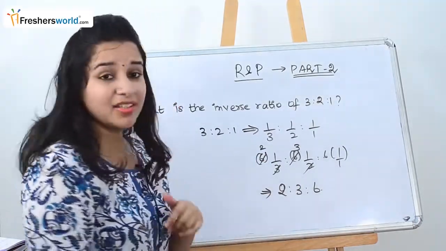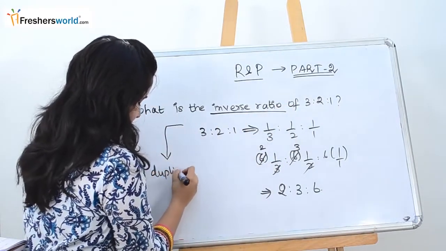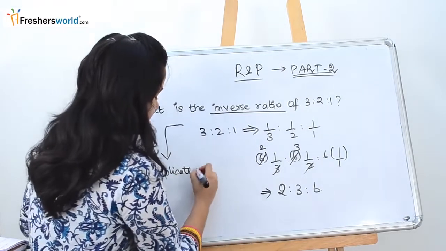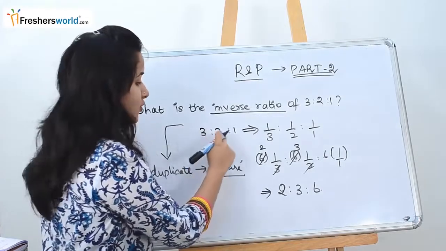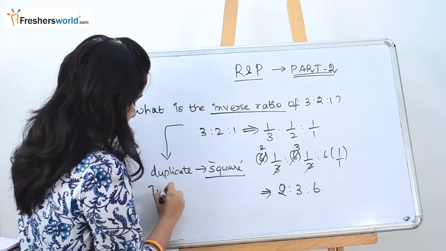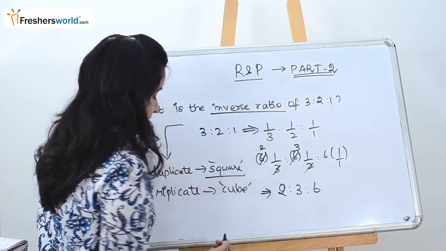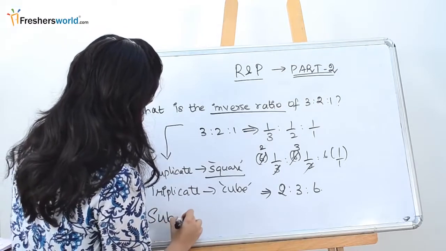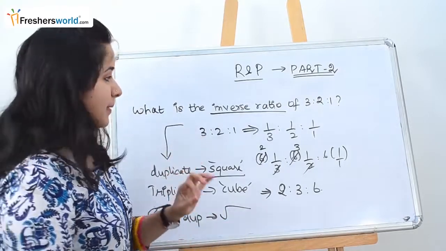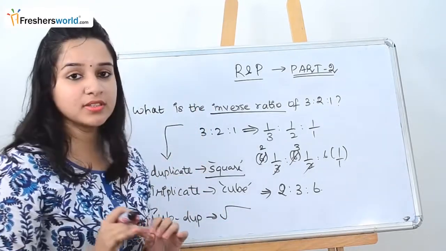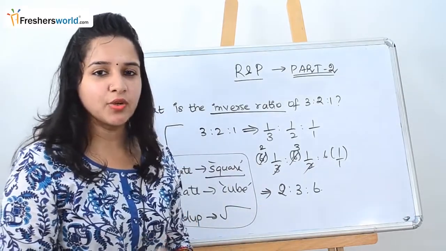What are the other questions that they can ask instead of inverse ratio? They can ask duplicate ratio. What is duplicate ratio? It is nothing but the square of it, so the square of 3 is to 2 is to 1. Similarly, they can ask triplicate. Triplicate is nothing but the cube of the same ratio. They can also ask subduplicate. Subduplicate is nothing but the square root. So you have to remember what is inverse, what is duplicate, what is triplicate, and what is subduplicate. These are very small questions that you can find in any of the examinations.